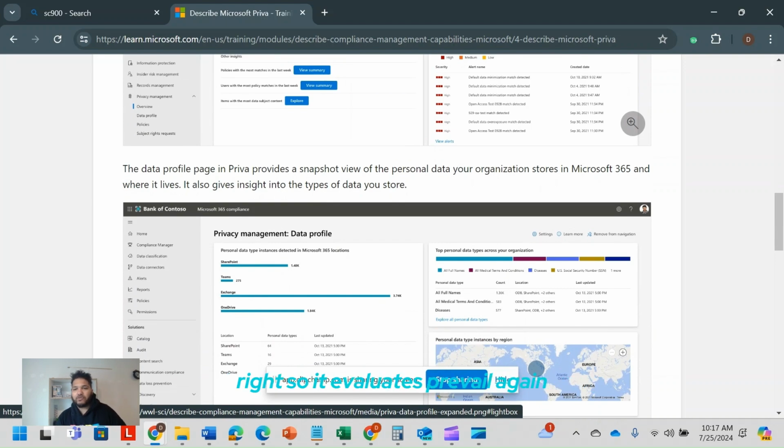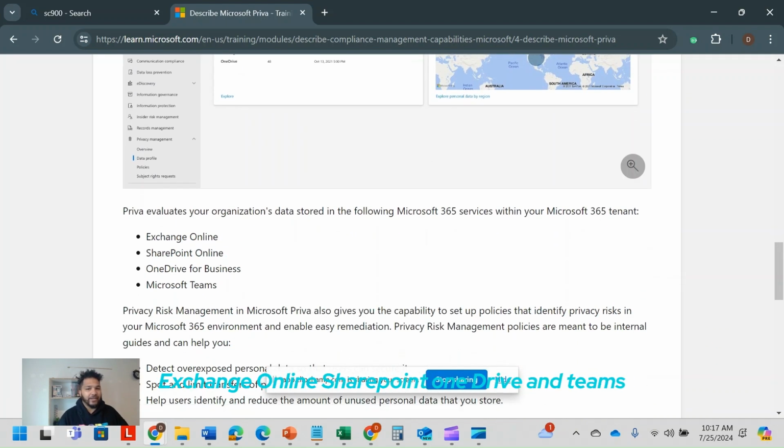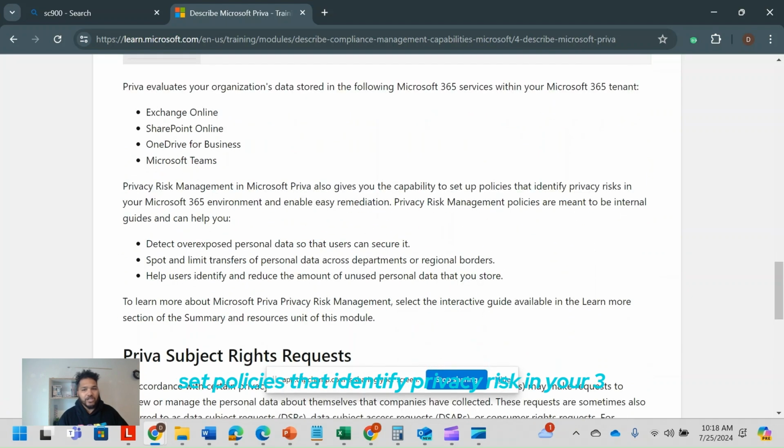And then types of personal data, right? So Priva again evaluates data stored in the following 365 services: Exchange Online, SharePoint, OneDrive, and Teams. Right? Privacy Risk Management: Priva also gives you the capability to set up policies that identify privacy risks in your 365 environment to enable easy remediation.